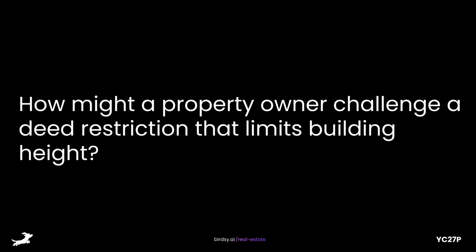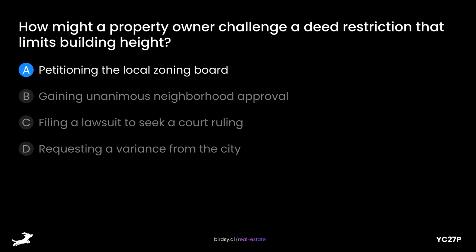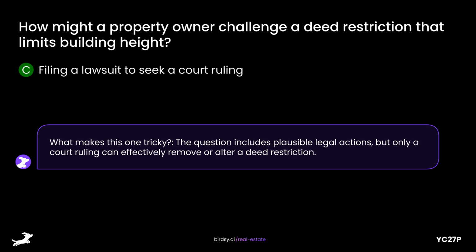How might a property owner challenge a deed restriction that limits building height? Is it A, petitioning the local zoning board, B, gaining unanimous neighborhood approval, C, filing a lawsuit to seek a court ruling, or D, requesting a variance from the city? The answer is C, filing a lawsuit to seek a court ruling. What makes this one tricky?